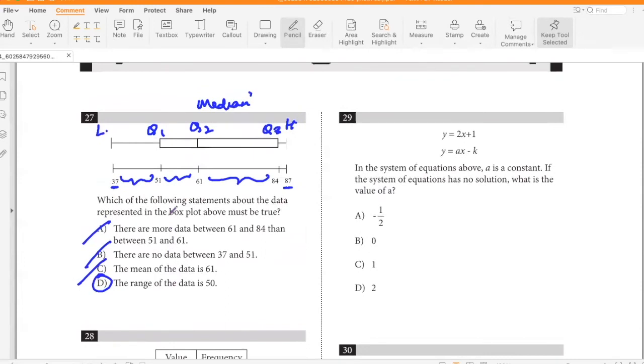In the system of equations above, A is a constant. If the system has no solution, what is the value of A? So the slope of this line is 2 and the slope of this line is A. And for them to have no solution, the lines should be parallel, which means that they should have the same slope. So then A should be 2.